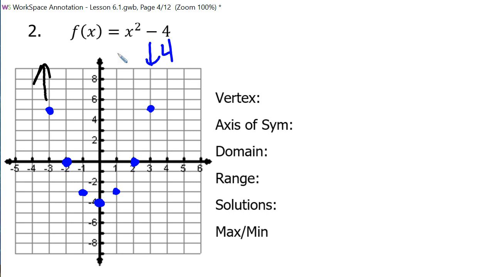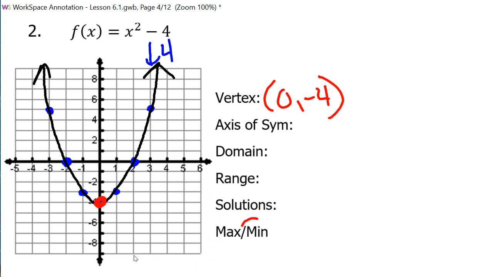Make sure you have the arrow showing it keeps going up. Now for the vertex, that middle point right here. What is the vertex written as an ordered pair? 0, negative 4 is correct. And looking at the vertex, is this the highest point on the parabola or is it the lowest point? So if it's the lowest point, would it be the maximum or the minimum? Minimum.